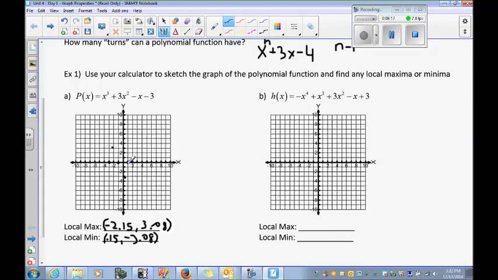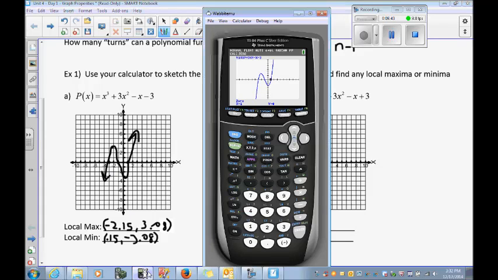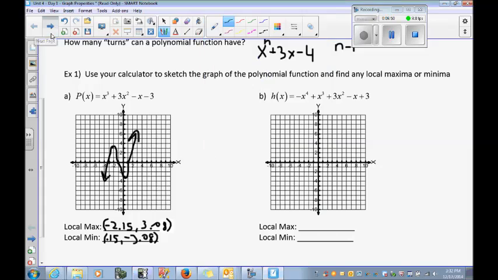So what I've done now is I've plotted my maximum point, my minimum point, and my zeros, and now all I'm going to do is just follow the trail of those plots in order to sketch a polynomial function. Okay, so after I do that, there is my polynomial function sketched with my local max and minimum there. Okay, let's proceed on.